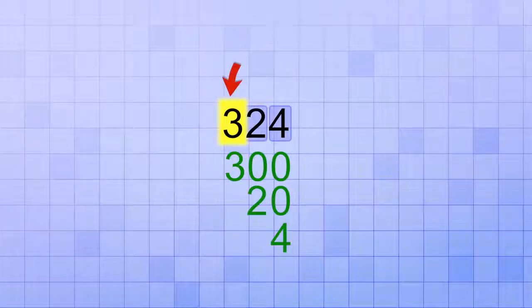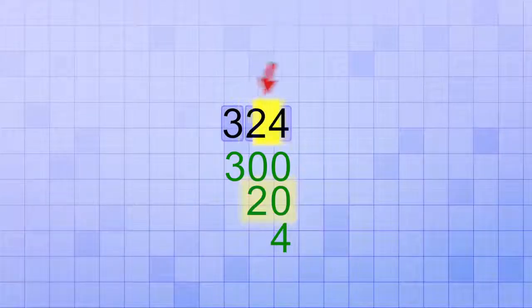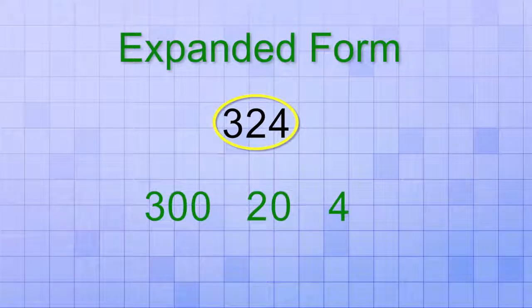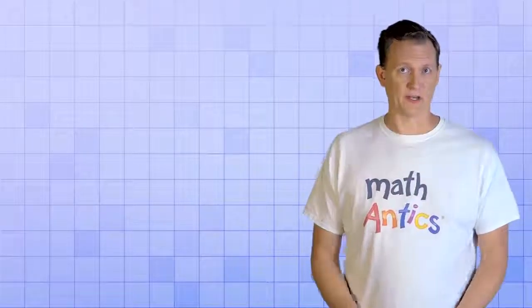Because the 3 is in the hundreds place and means 300, the 2 is in the tens place and means 20, and the 4 is in the ones place, so it just means 4. So 324 in expanded form is the combination of those amounts. 300 plus 20 plus 4. Let's try writing another number in expanded form.